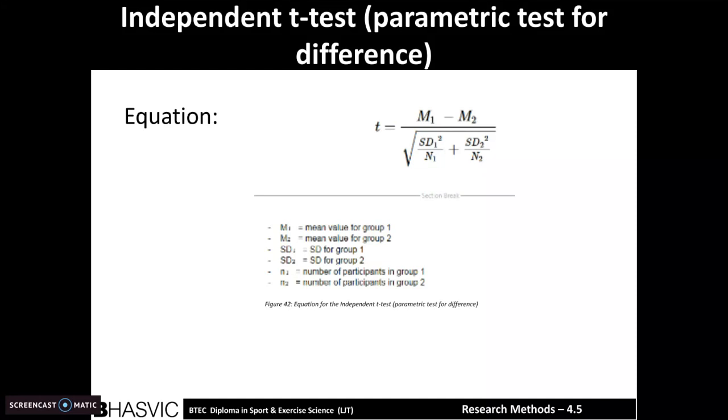Another parametric test used for difference can be the independent t-test. Once again, it's used when the data is normally distributed. However, the research design is independent, so different participants were used for the two different groups in the data set. So the t-test is used to find the difference of two sets of data from different participants.